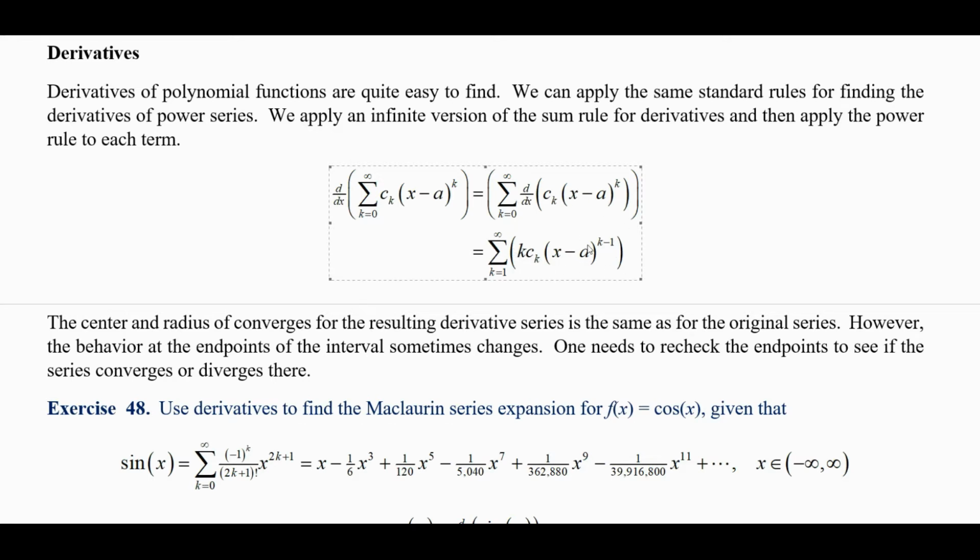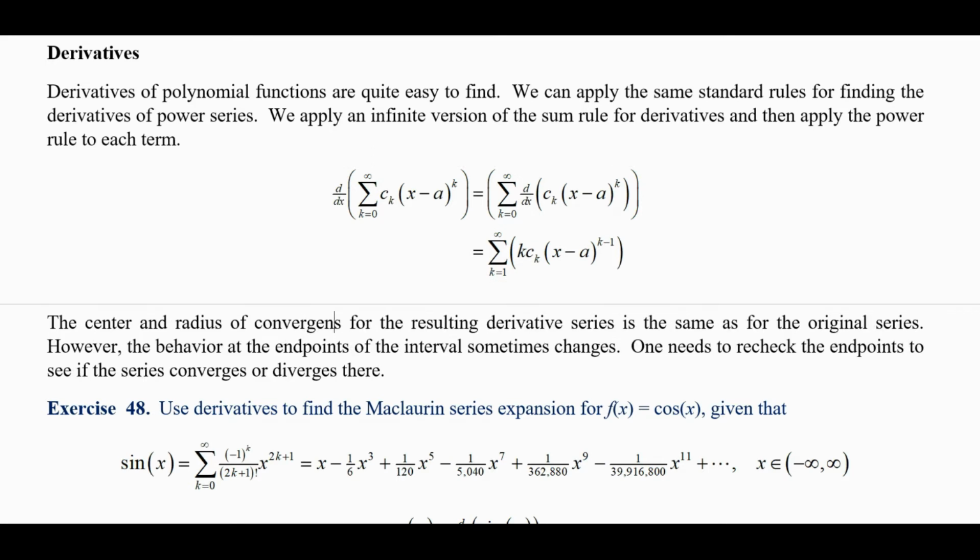So it's basically take the derivative of each term infinitely many times, and this still works for a power series. So the center and radius of convergence for the resulting derivative series is the same as for the original series. However, the behavior at the endpoints of the interval sometimes changes, so we have to recheck the endpoints to see if the series converges or diverges there.